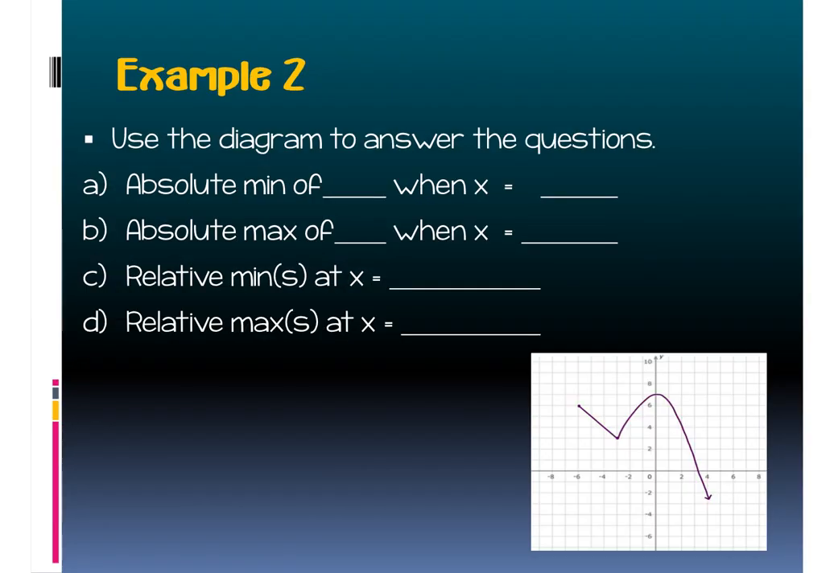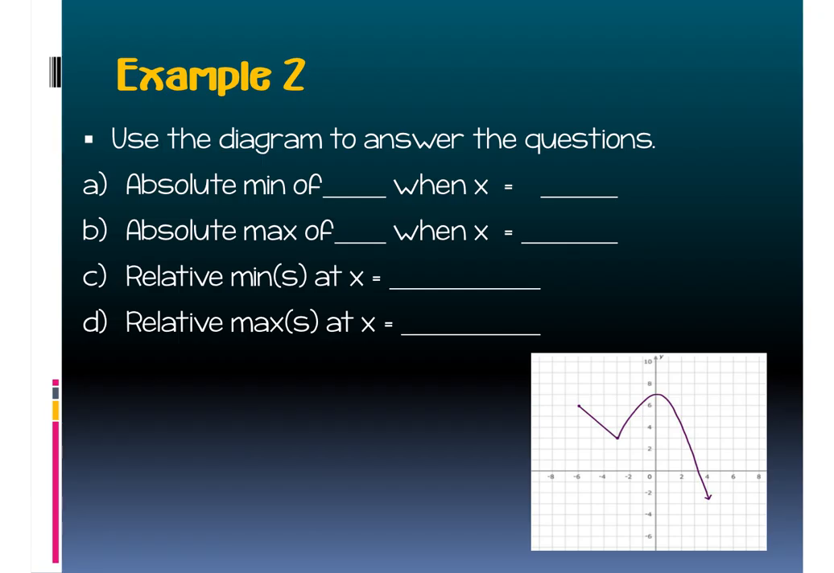All right, example 2 says use the diagram to answer the questions. A, find the absolute min of blank. That means that's your y when x equals blank. The absolute max of blank, what's the y when x equals? The relative minimums occur at what x value, and the relative maximums occur at what x value. See if you could do it.